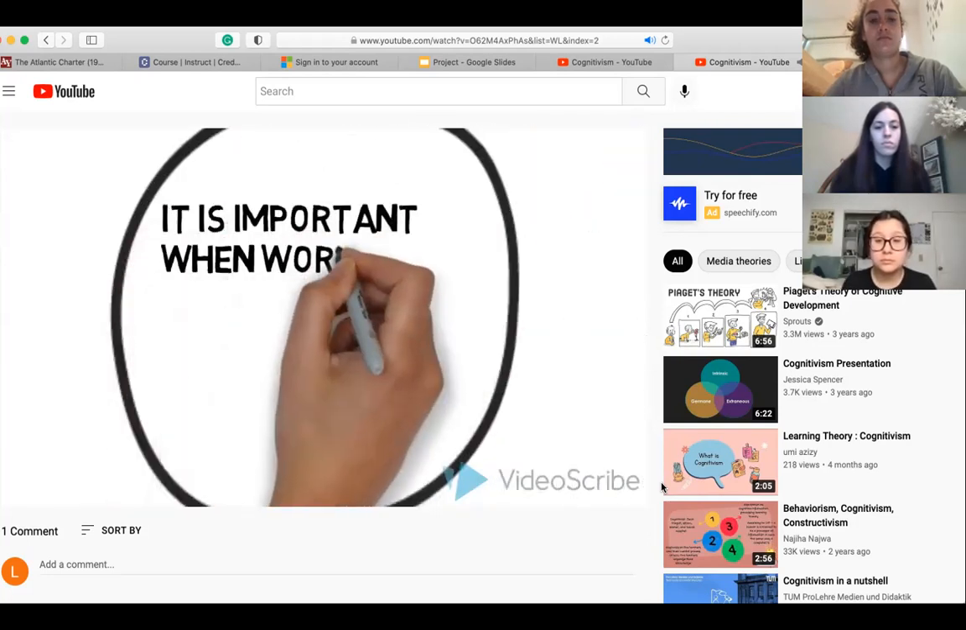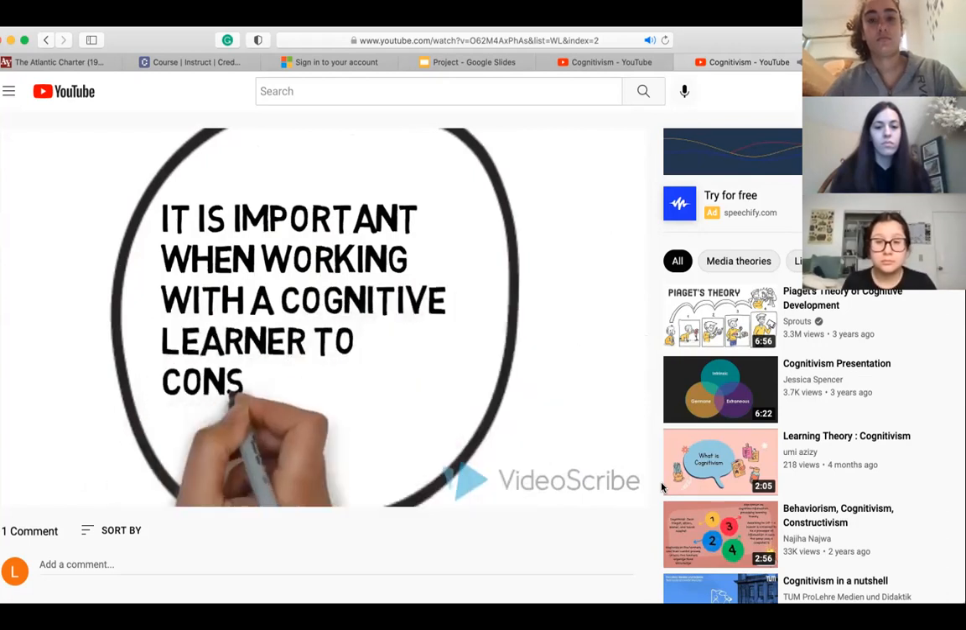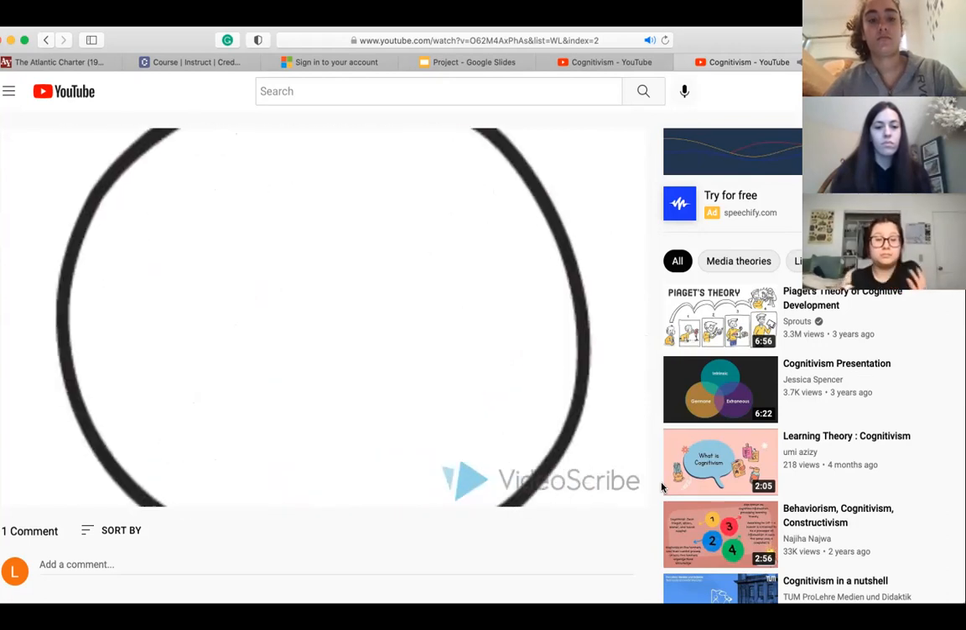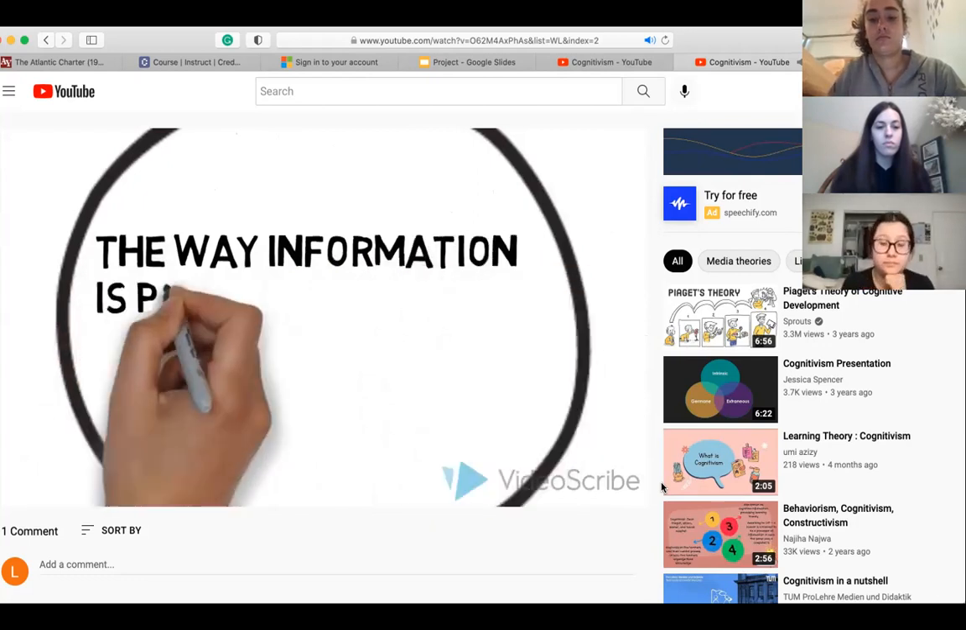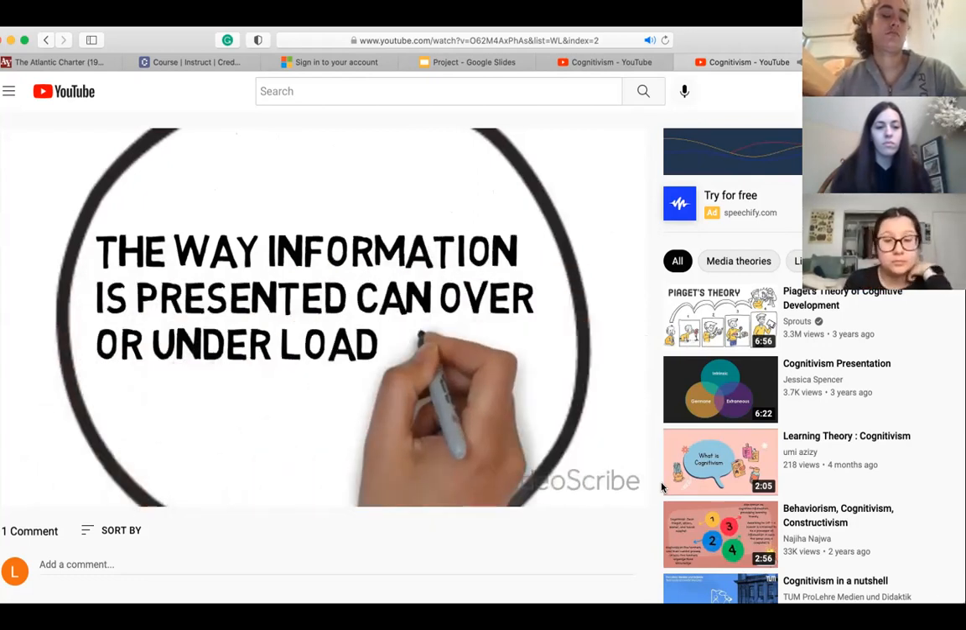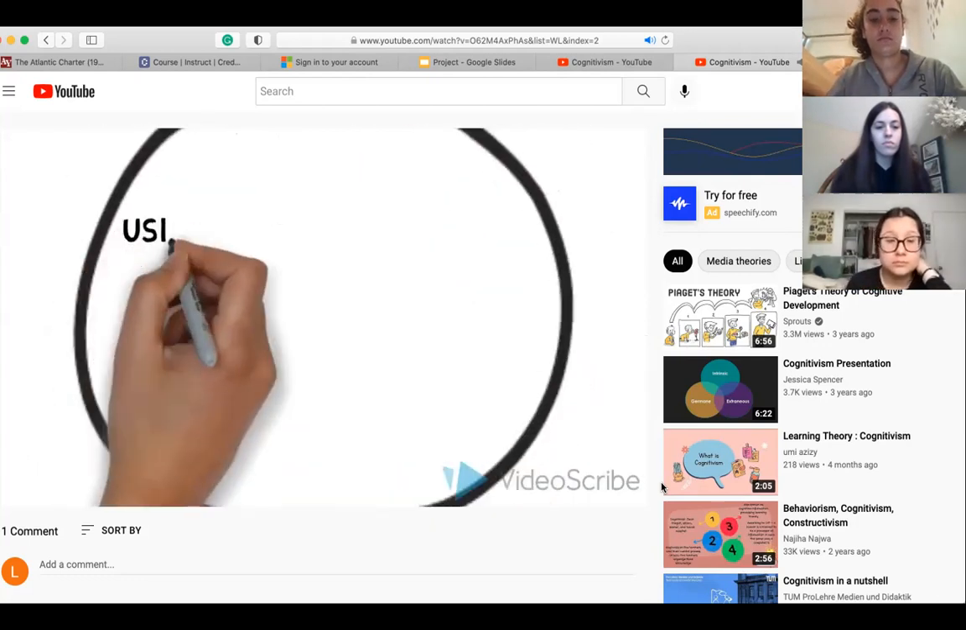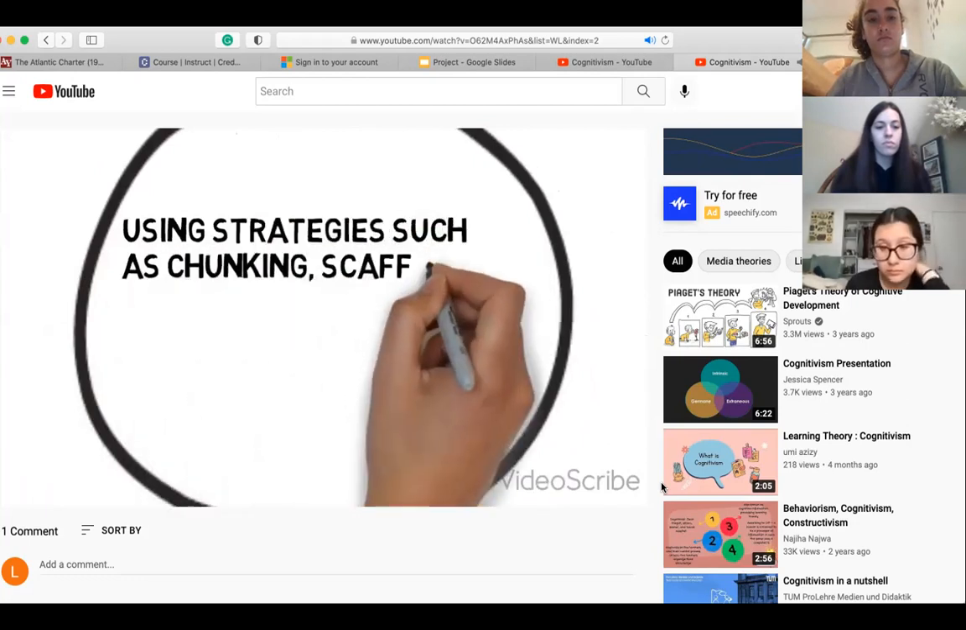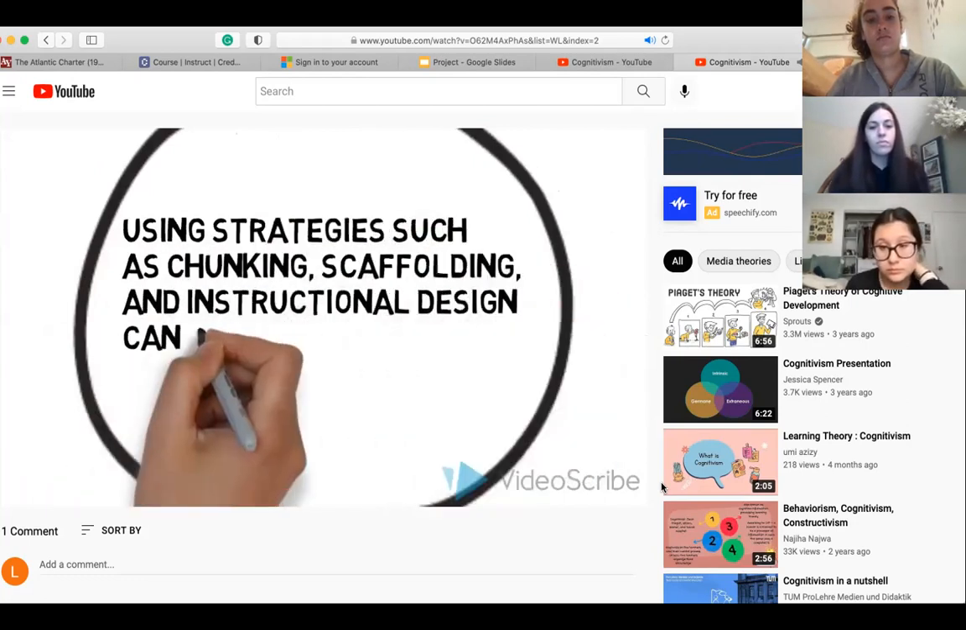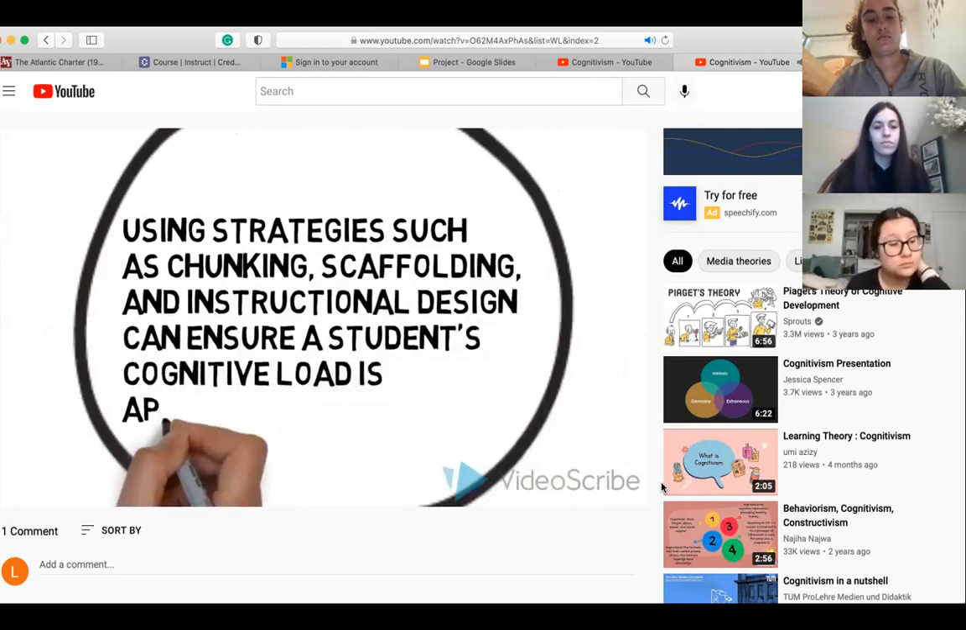It is important when working with a cognitive learner to consider cognitive load. The way information is presented can over or underload working memory. Using strategies such as chunking, scaffolding, and instructional design can ensure a student's cognitive load is appropriate.